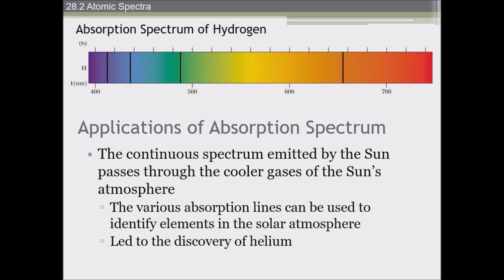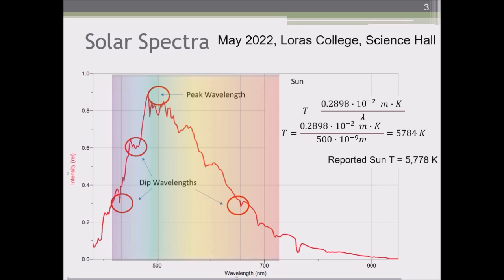So applications of the absorption spectra are that this is the only way we know what stars are made of. We can use this to analyze stars, our own star, as well as distant planets by figuring out what their spectra looks like and figuring out which lines are missing. We can also use these, as we had before, to figure out Doppler shift because we know where these lines should be. This is a spectra that I took of our own sun in May of 2022.